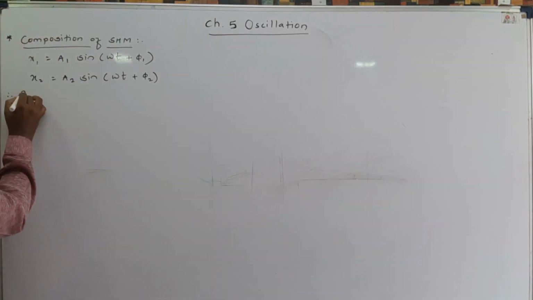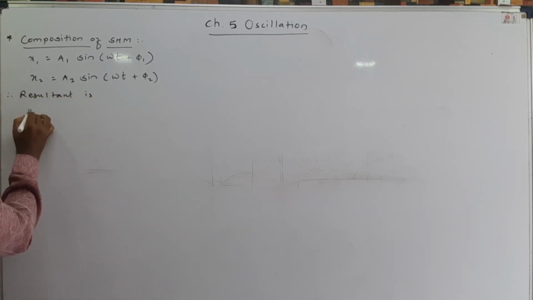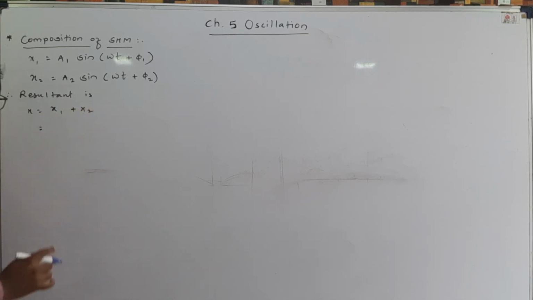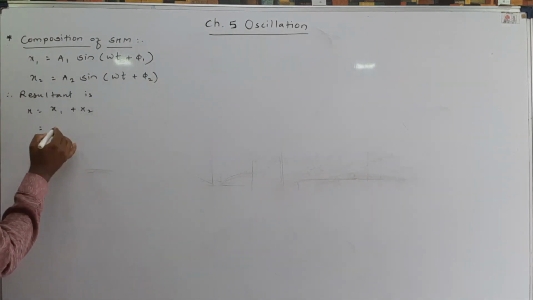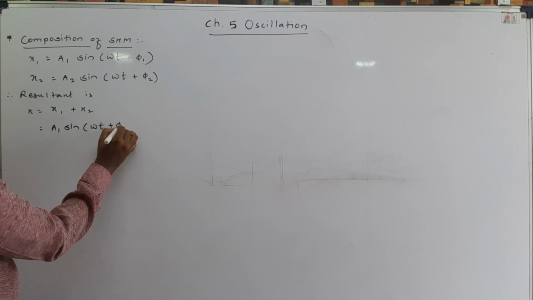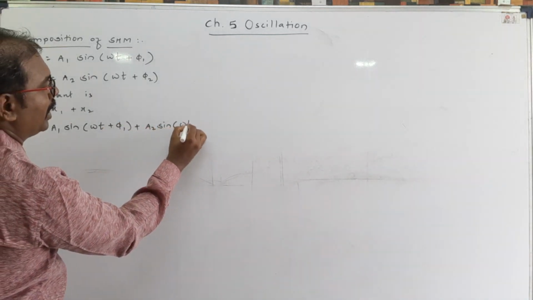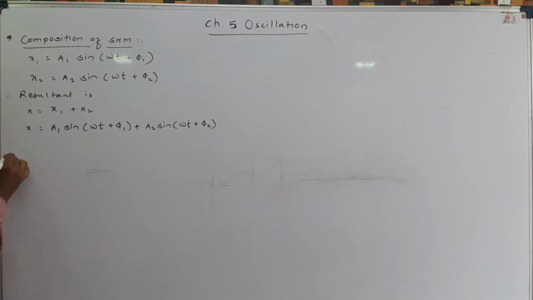Hence, the resultant is X is equal to X1 plus X2. Now, let me substitute the values of X1 and X2. So, A1 sine(omega t plus phi 1) plus A2 sine(omega t plus phi 2). Now, we have to use a formula here.